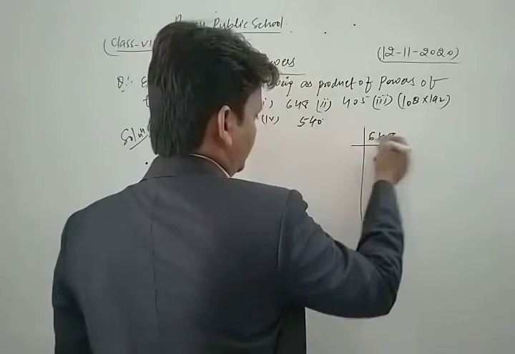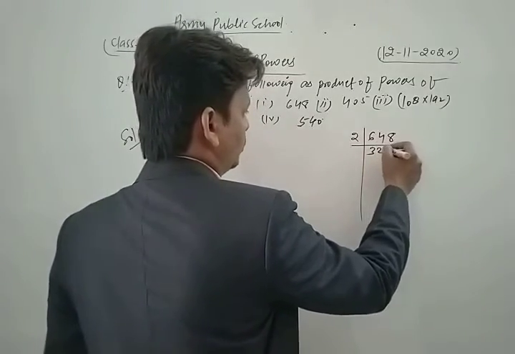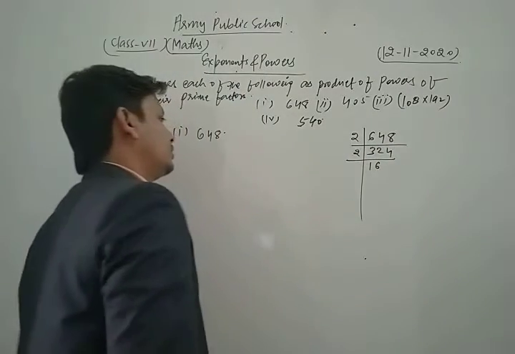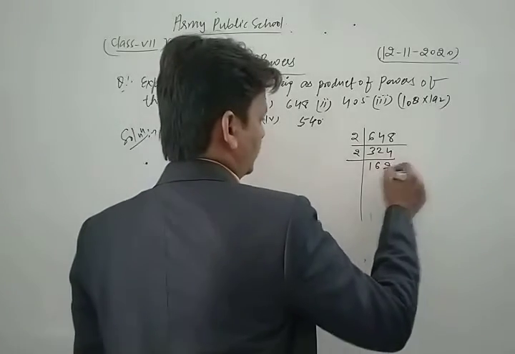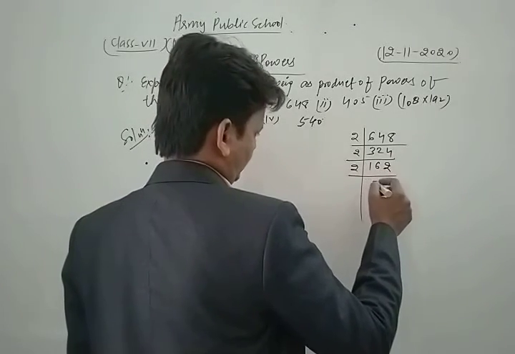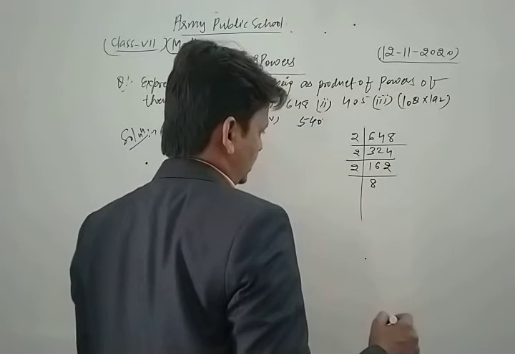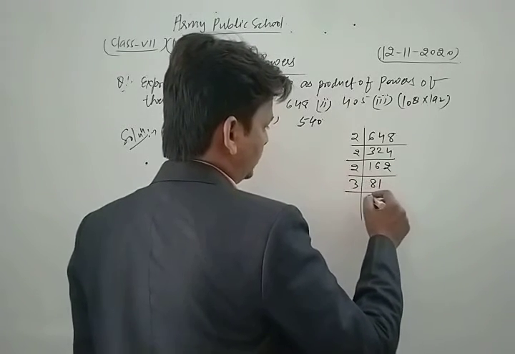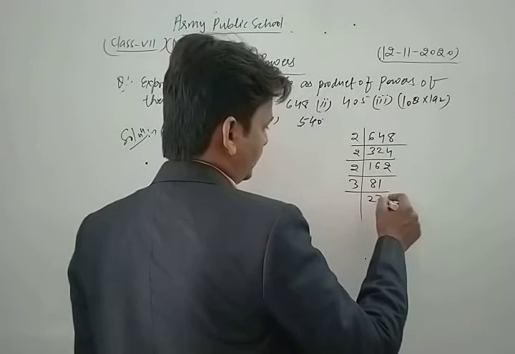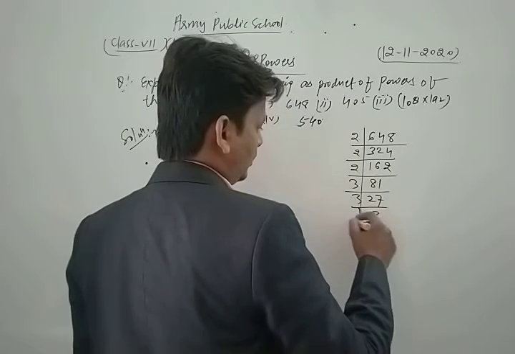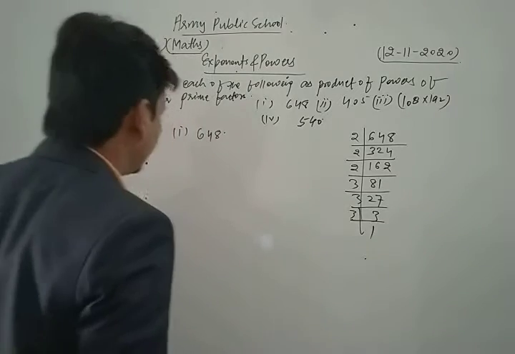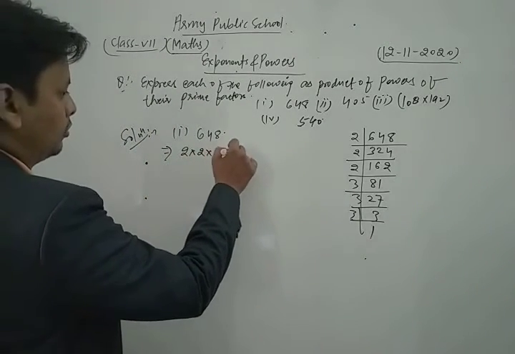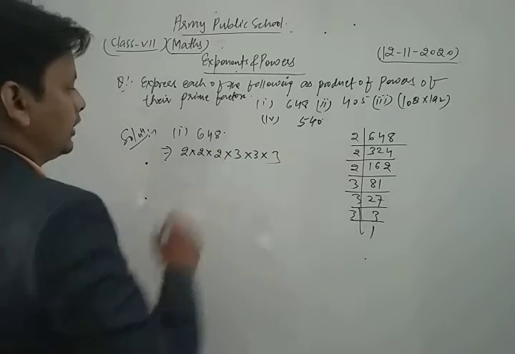Let's see. Dividing by 2, 2 3s are 6, 2 2s are 4, 2 4s are 8, then again by 2, 2 1 is 2, 2 6 is 12, 2 2 is 4. Okay, now again by 2, 2 8 is 16, 2 1 is 2. Now by 3, 3 2 is 6, 3 7 is 8, 3 3, then 3 1. Now we can write 648 in the form of 2 into 2 into 2 into 3 into 3 into 3.